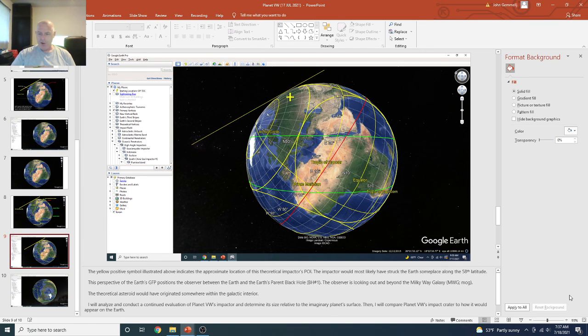Now I'm going to go ahead and read this to you. All right. The yellow positive symbol illustrated above indicates the approximate location of this theoretical impactor's POI. X marks the spot. Only trouble is you can't take the plus symbol and turn it into an X. But I mean, if you were looking at it from a different perspective, it might look more like an X, right? Like something you might see when you see an X marks the spot in Minecraft. Well, anyway, that's it.